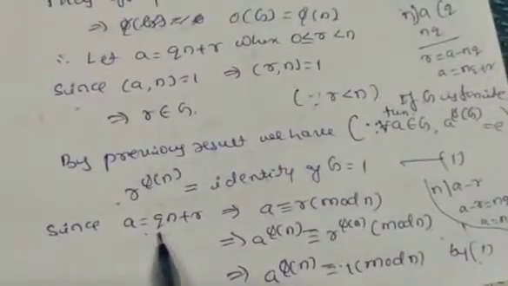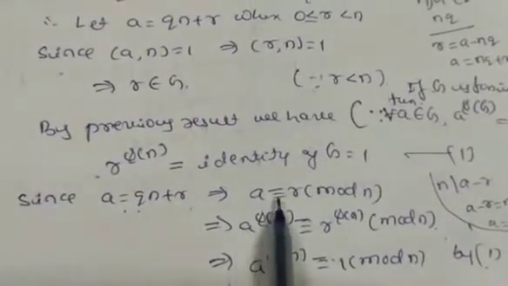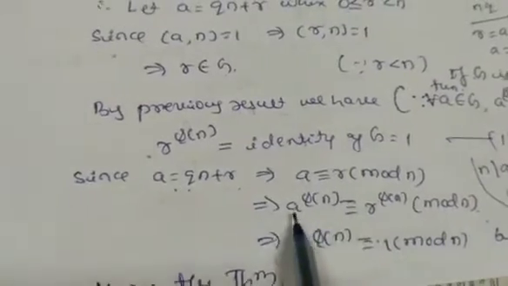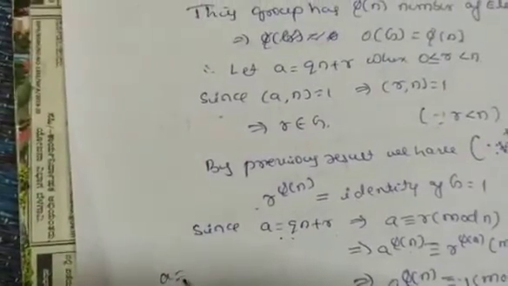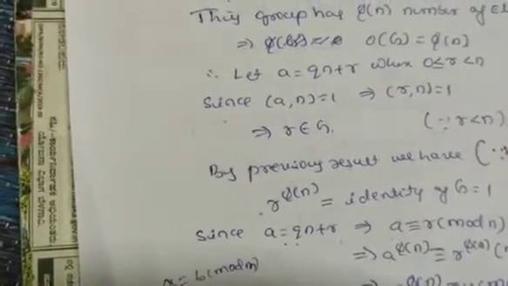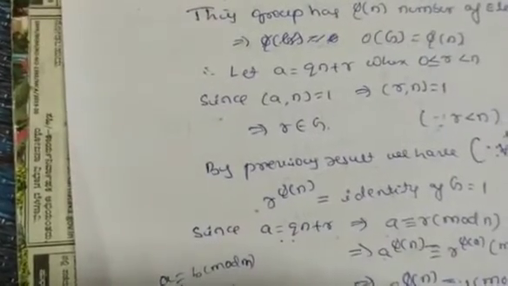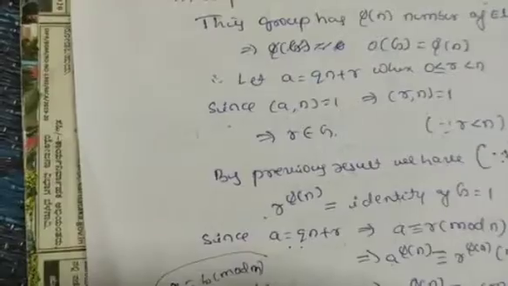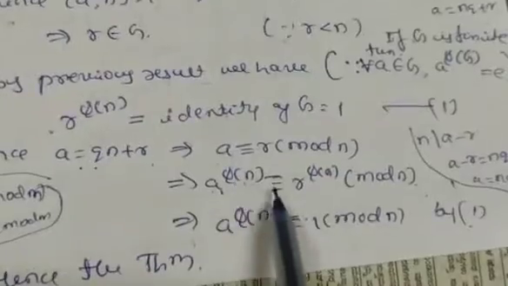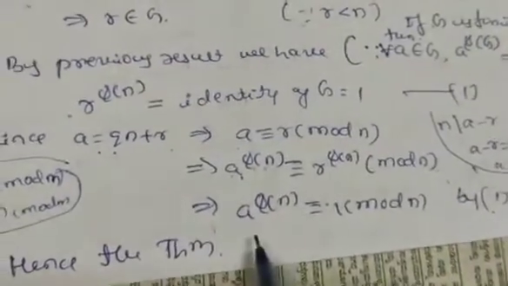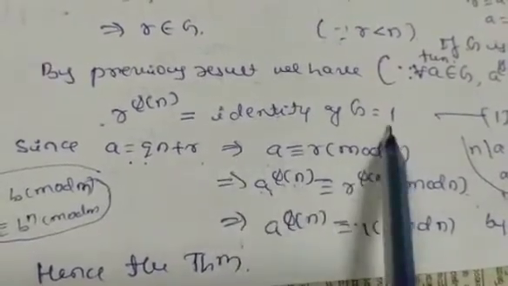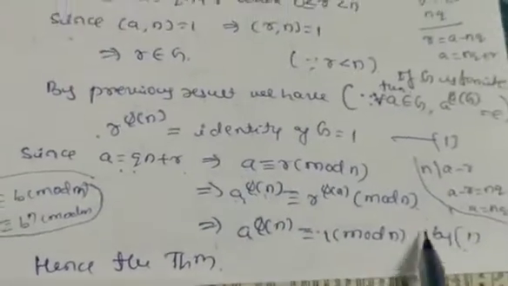Therefore a equals qn plus r can be written as a is congruent to r mod n. Taking the power on both sides, again this is one of the properties: if a is congruent to b mod m, then a to the power of n is congruent to b to the power of n mod m. These are all the properties of congruence. Therefore raising the power phi of n on both sides, a to the power of phi of n is congruent to r to the power of phi of n mod n. We know r to the power of phi of n is equal to 1, so it is 1 mod n. This is from equation number 1.